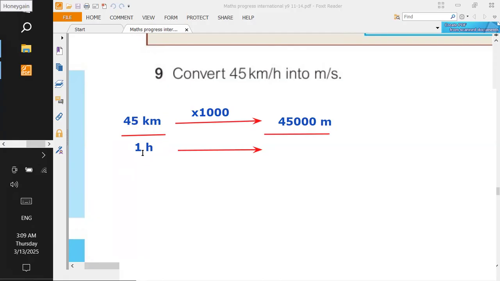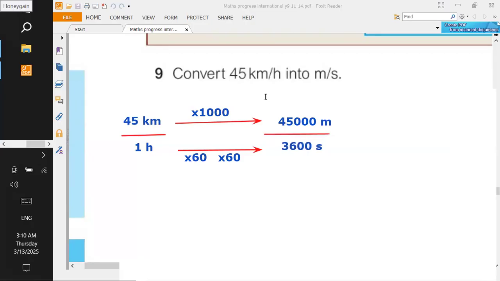45,000 meters. Now, I want to convert the hours into seconds. Focus on this. Converting the hours into seconds, first I multiply it by 60 to make it minutes, and then multiply it by 60 again to make it seconds. That's the idea of turning an hour into seconds. So basically it's going to be multiplied by 3,600, because 60 times 60 is 3,600. So this one is 3,600 seconds.